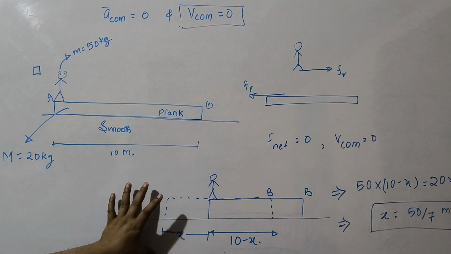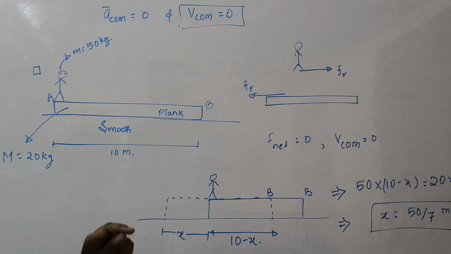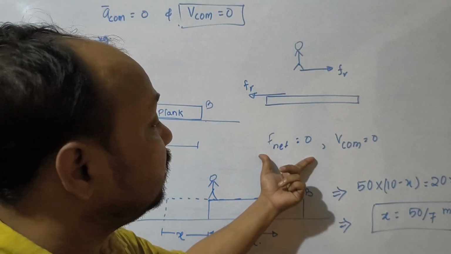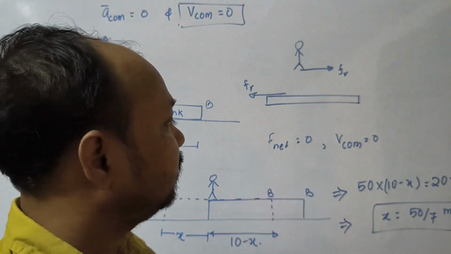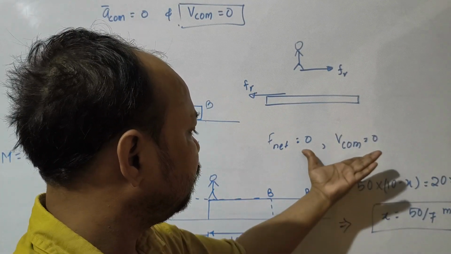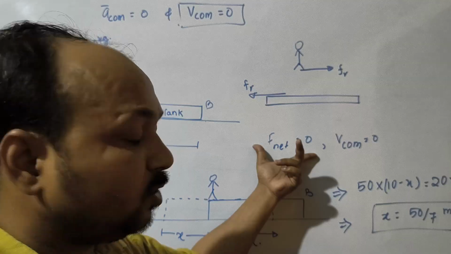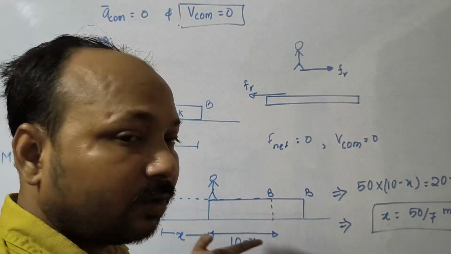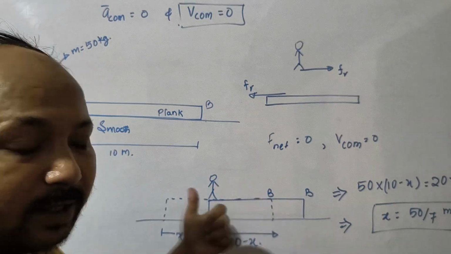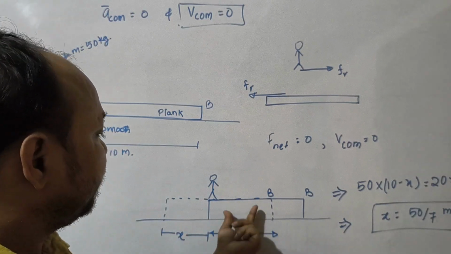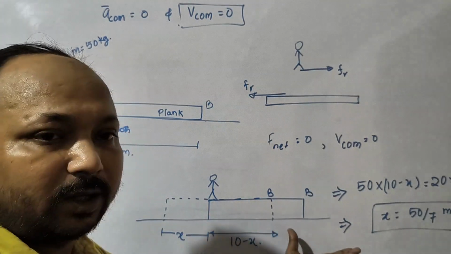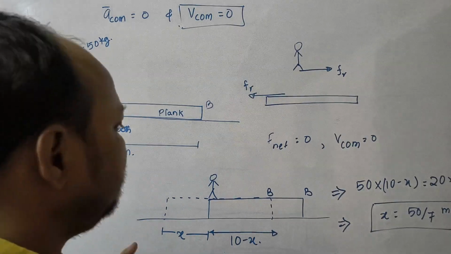What we have seen in this example is, first, find out whether the net force is 0, and in which direction it is 0, that is also our concern. Second, is the V COM 0? Yes. Now, F net is 0 in the x direction, so we can apply this. The plank is moving along the horizontal direction in the backward direction, so the backward shifting is equal to the forward shifting. Next, we will see another example.